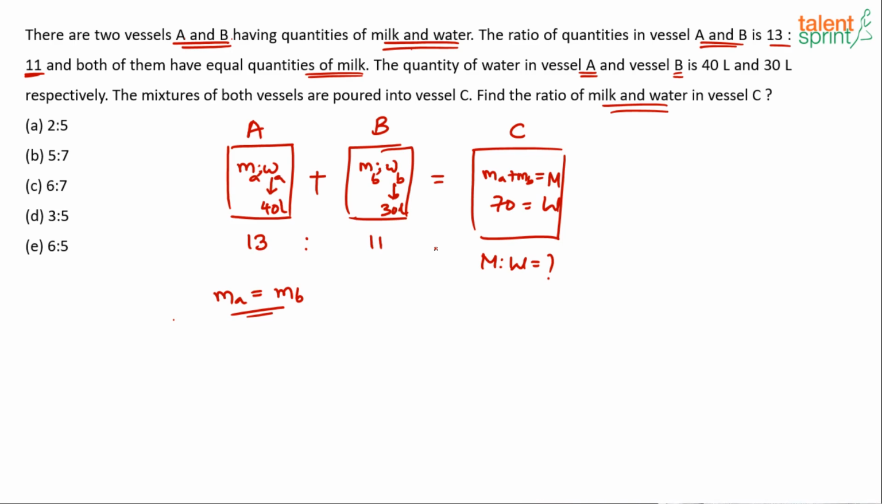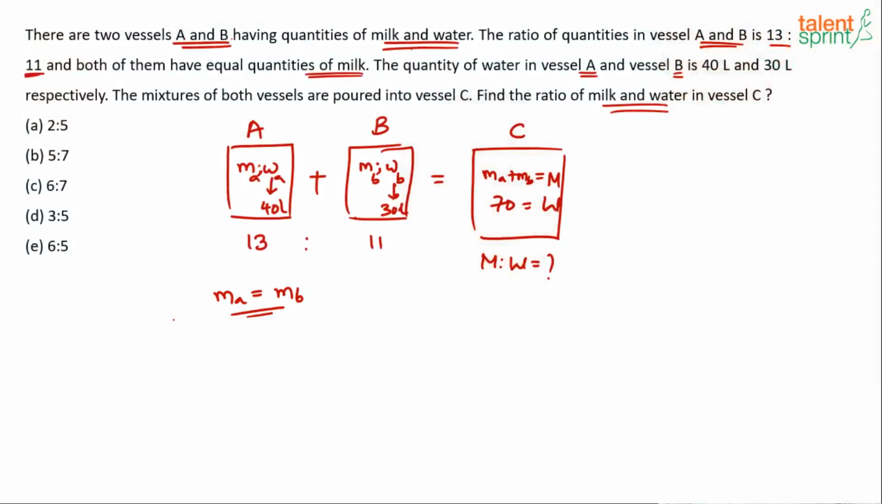Now please note, guys, that whatever I have done so far is not to be done in the exam. I am only explaining the question to you pictorially. Right? You don't have to write all this. How would you solve it now? The total quantity of water is 70 liters, we know. The total quantity of milk is MA plus MB, and MA and MB are equal basically. Find the ratio of milk to water.